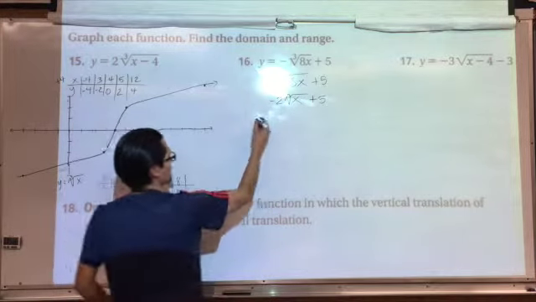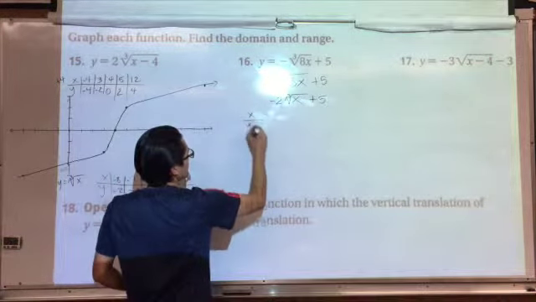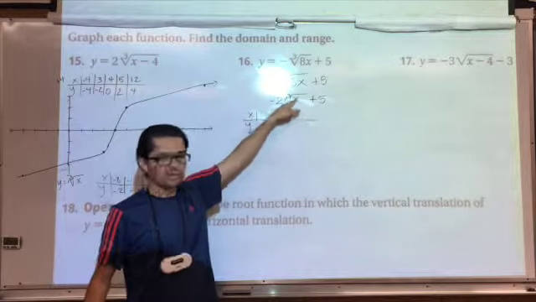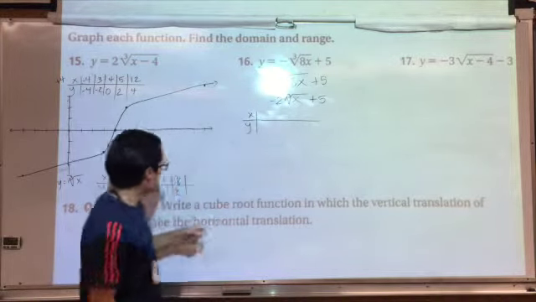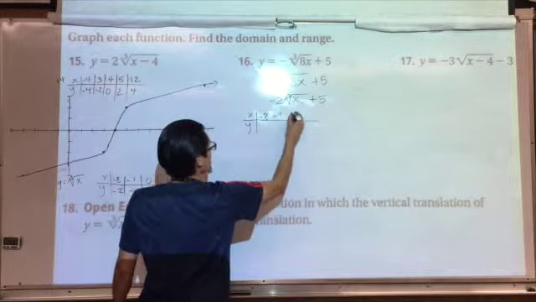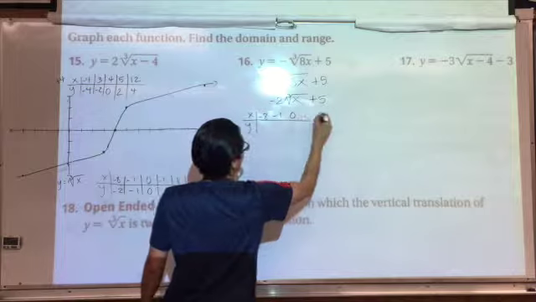Now we can make our table. Here we go. Inside of the radical, nothing's happening. Now that I took out the 8, there's nothing there. So my x values are going to be the same: -8, -1, 0, 1, 8.